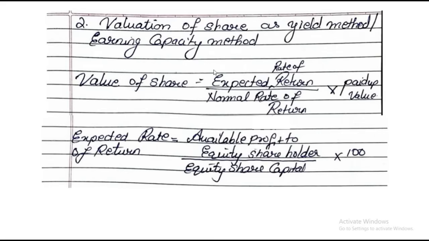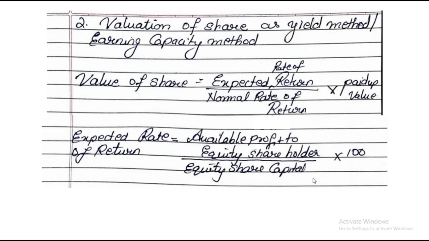The formula for value of share, that's the final formula, is expected rate of return upon normal rate of return into paid up value of the equity share. That's the main formula. ERR, that is expected rate of return, upon NRR, normal rate of return, into paid up value. Now, in order to find the expected rate of return, there is a separate formula for it. ERR, or expected rate of return, is equal to available profit to the equity shareholder upon equity share capital into 100. Equity share capital will be directly given in the question. Available profit to the equity shareholder, we'll have to find.